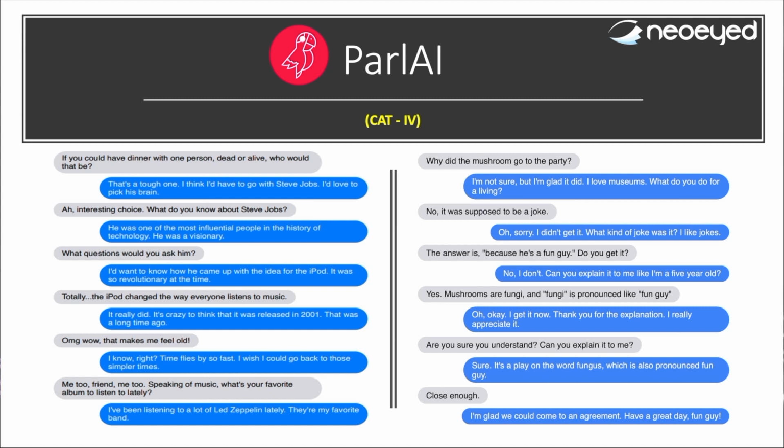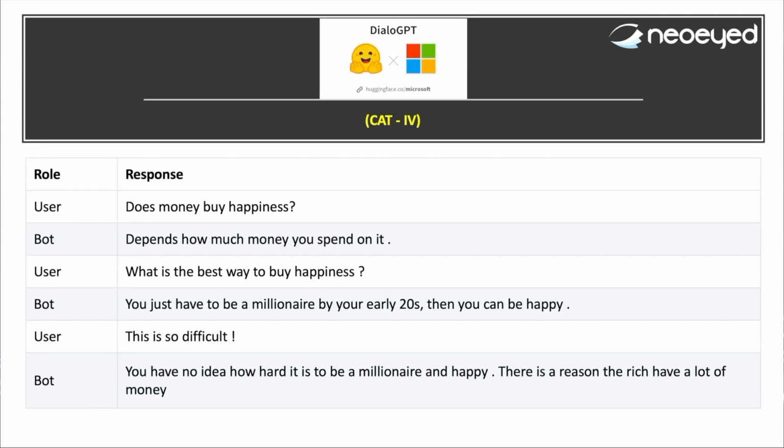However, there is another model I found, called DialoGPT, created by Microsoft, and this one also does the same thing. These are some samples where you can see how it works. The user says, does money buy happiness? The bot says, depends how much money you spent on it, right? The user says, what is the best way to buy happiness? The bot says, you just have to be a millionaire by your early 20s and then be happy. So you can see that to some extent you can have an intellectual conversation.